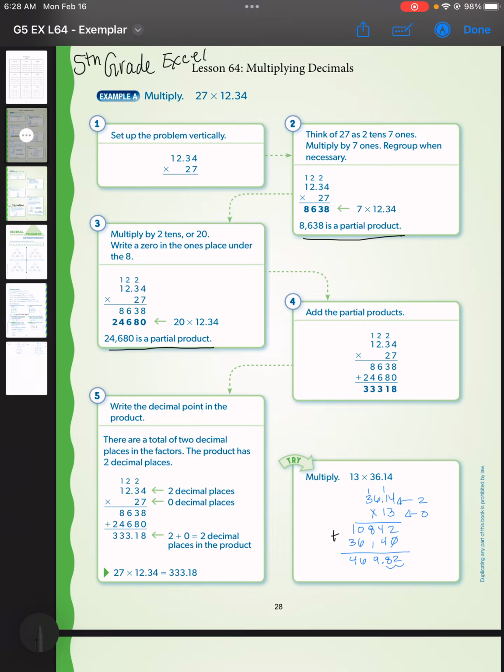In this lesson, students are going to multiply using the standard algorithm. And this first problem requires students to multiply a whole number by a decimal with two numbers behind the decimal point. So the first step is for students to set the problem up vertically.